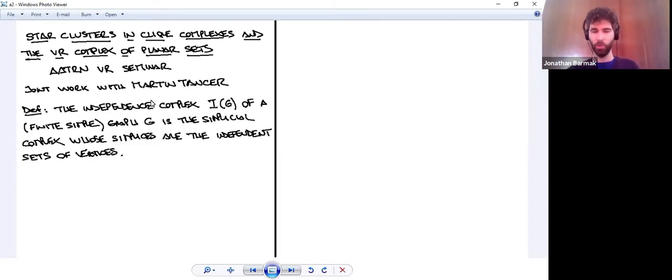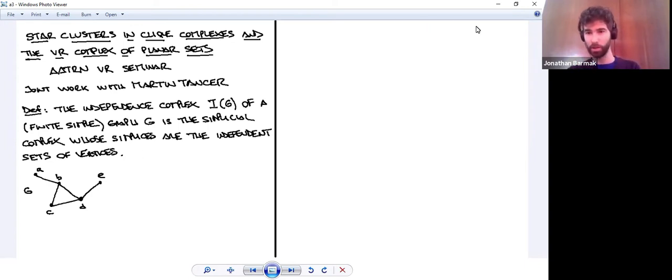Let me begin with the definition of the independence complex of a graph. For me, graphs will be finite and simple. The independence complex is a simplicial complex whose vertices are the vertices of the graph, and the simplices are the independent sets of vertices. By independent, I mean a set of vertices which are pairwise non-adjacent.